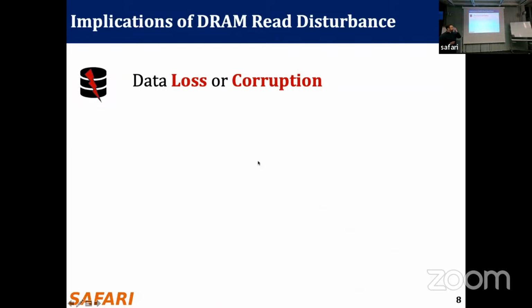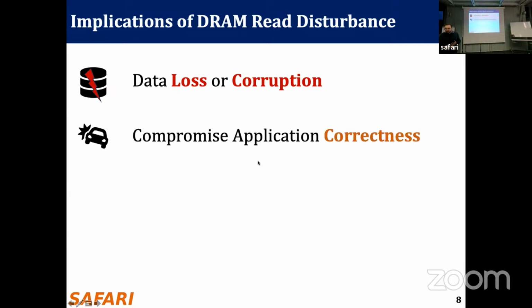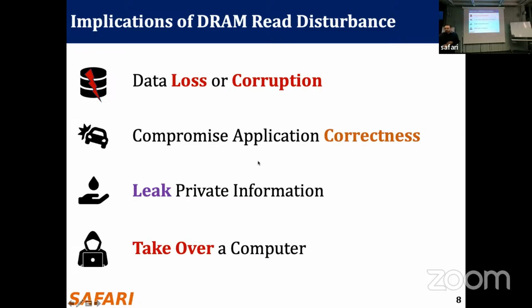So this phenomenon can be exploited in many ways. It can cause data loss or corruption. It can compromise application correctness because you can induce bit flips. And by using RowHammer, you can leak private information from other users, and you can even take over a computer. And there are many prior works that experimentally demonstrate that this is feasible in real systems.